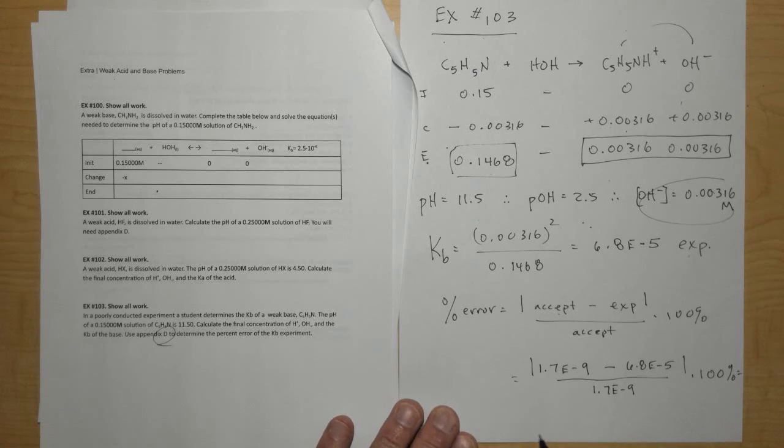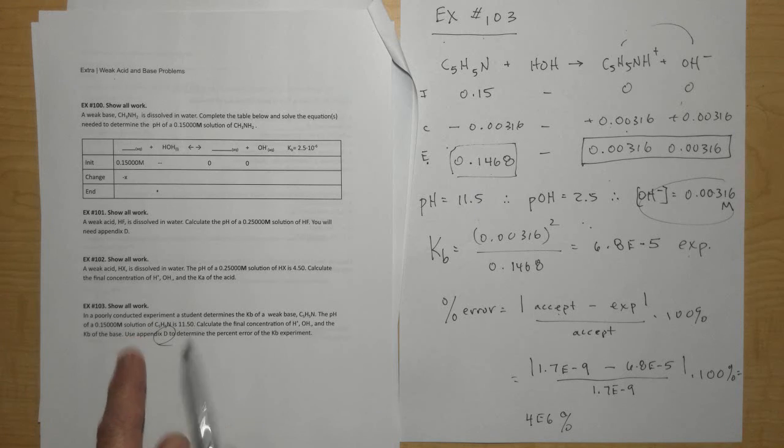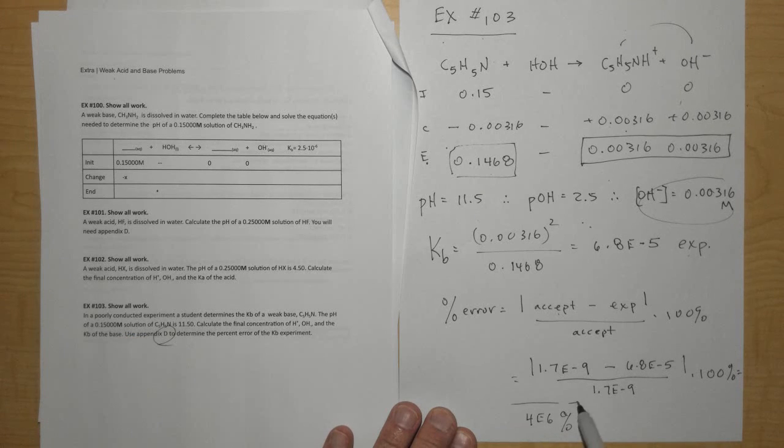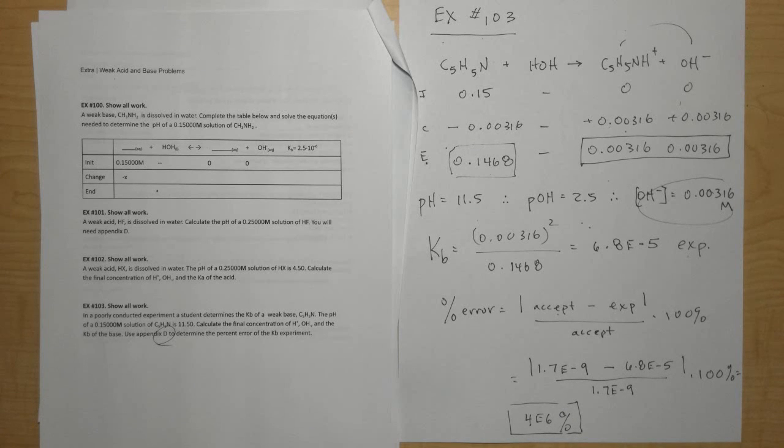And when I do this, it turns out to be a gigantic number. It's like 4 times 10 to the sixth, like 4 million % error or something like that. I guess it was kind of poorly conducted. But that's just what happens when you use the Ks for the percent error piece. I think that got you at least a way through the problem and with the formulas. Good luck.